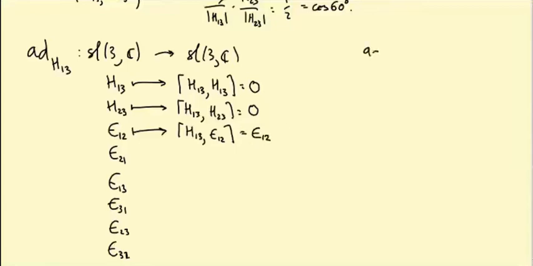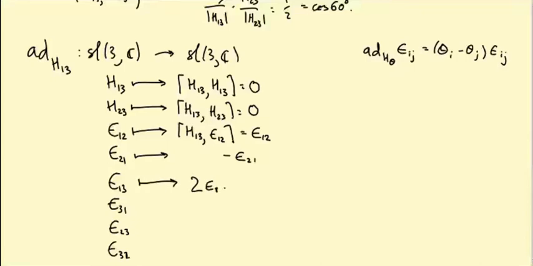So we had a formula for ad H theta of Eij. This was theta i minus theta j times Eij. So here i and j are 1 and 2, and theta 1 is 1, theta 2 is 0 for H13, and that's what gives us this. Similarly, E21 is going to go to minus E21. E13 maps to 2 E13. E31 maps to minus 2 E31. E23 maps to E23. And E32 maps to minus E32.